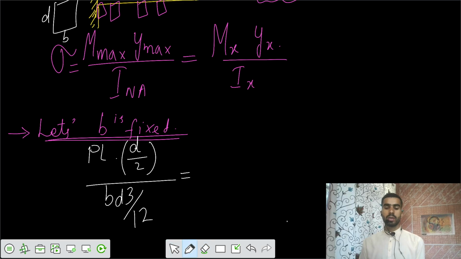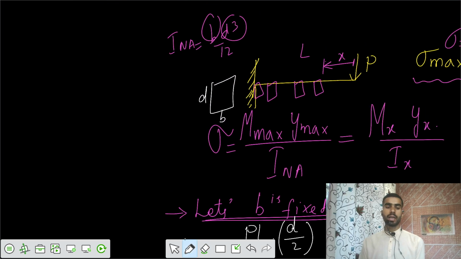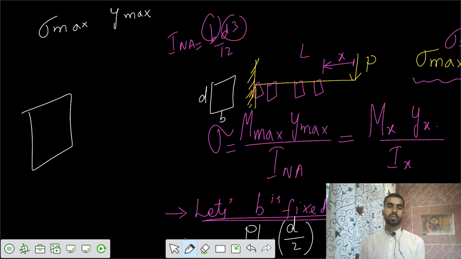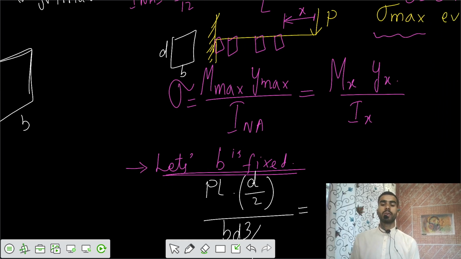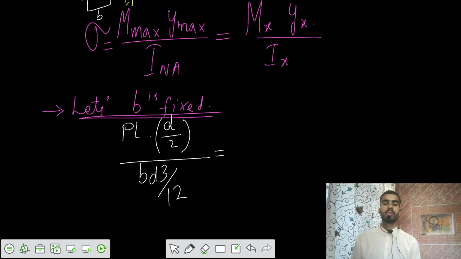So this is the part we know. At the end we know that we have given stresses, sigma max, we have y max there, and we have M max known to us. So we should know the value of b and d at the end, but we are varying the dimensions along x. So for that particular value of x, we need to get the value of dx.